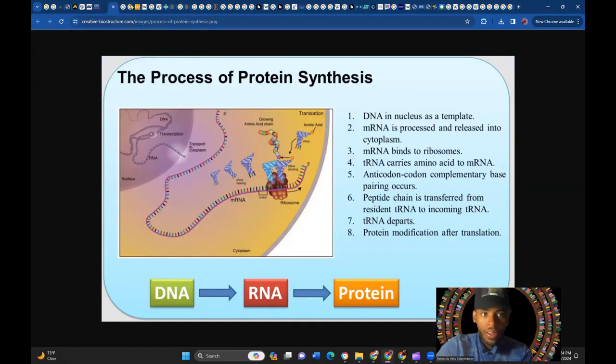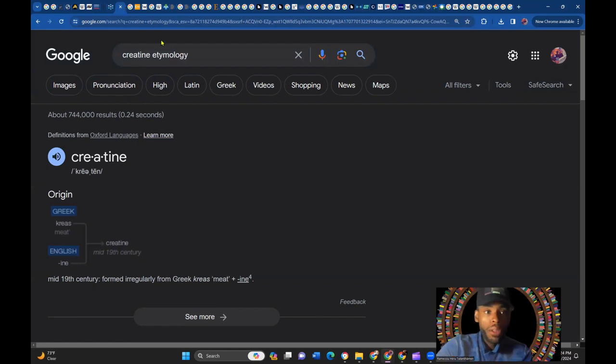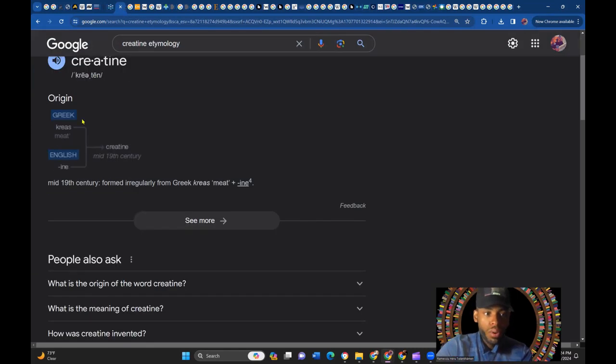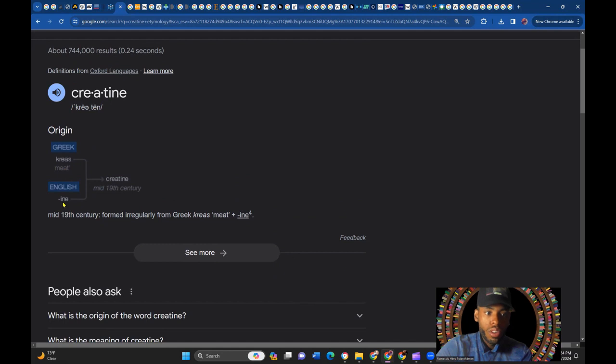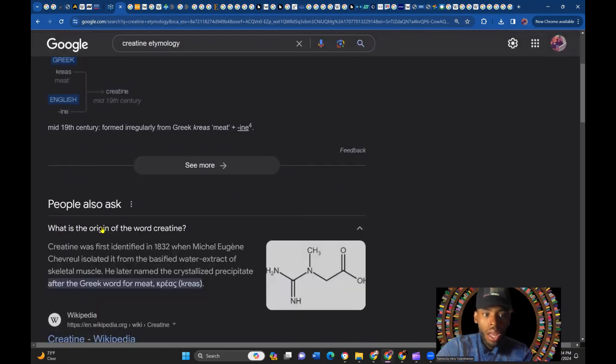So forget that. One thing you do need is creatine. Now your creatine, I just want to show you the root from where that word comes from. So it's meat, creas. And then basically again, you see skeletal muscle. Later named the crystallized precipitate after the Greek word for meat, creas.